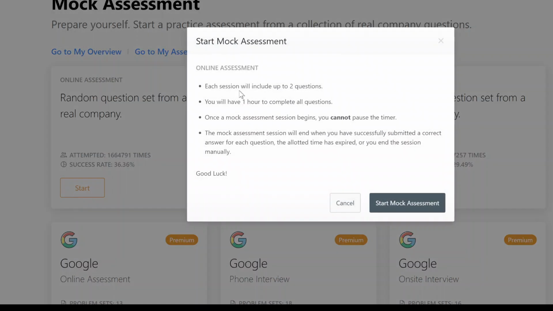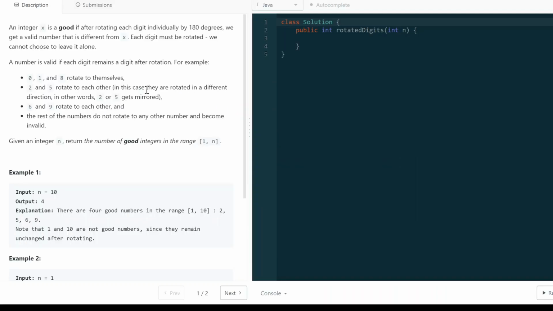So there will be two questions. We have like 1 hour to complete them, so it's basically for simulating what we say, how you can solve the problems whenever you are giving an OA or in the interviews. So here we have two questions.